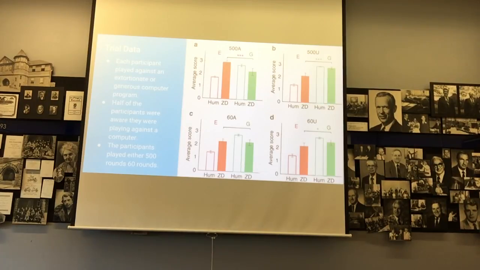Yes. So the extortionist pattern, to put it back to the listeners, basically they're trying to maximize their own score while minimizing their opponent's score. Whereas the generous is more so just trying to maximize your own score.